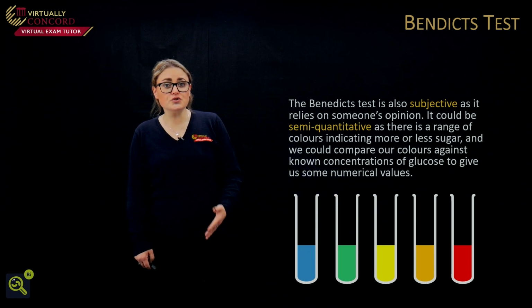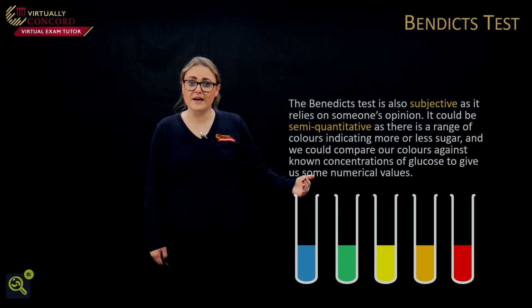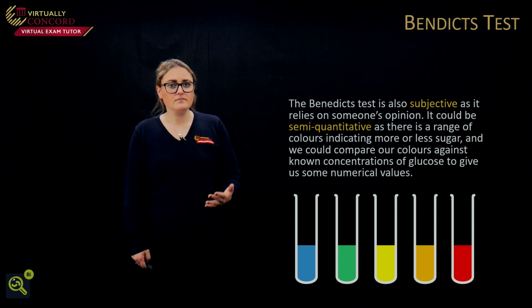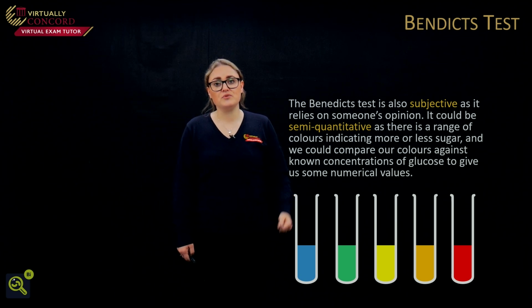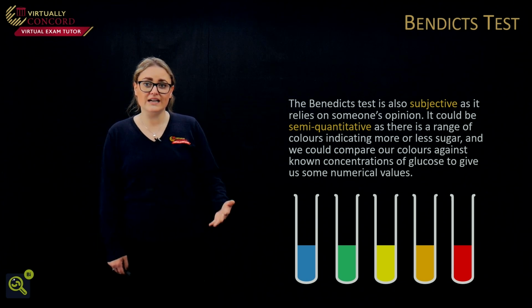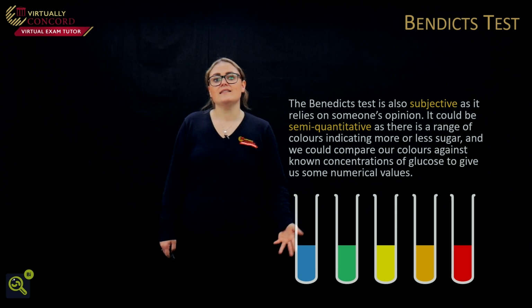Now we could compare these to some known concentrations of glucose. That would give us a better indication of the glucose present. We could use a colorimeter. Again, that would give us some actual data. Or we could take out the precipitate, we could dry it and weigh it, and again, that would give us some more numerical data, giving us a better indication of how much sugar was actually present in these samples, okay?